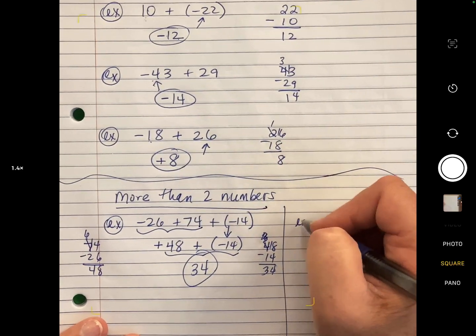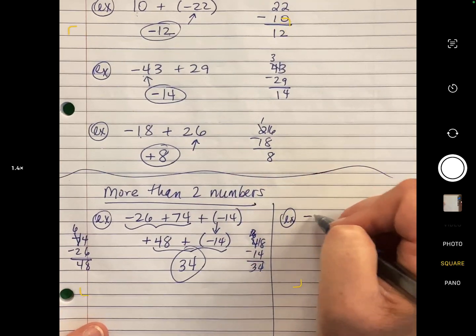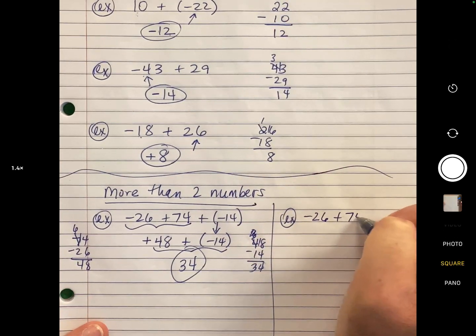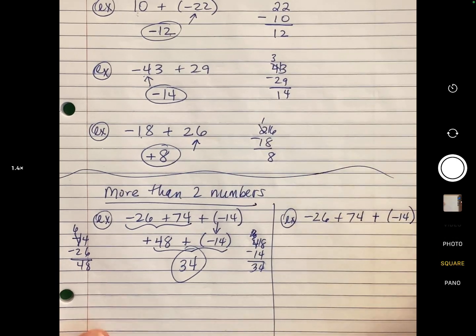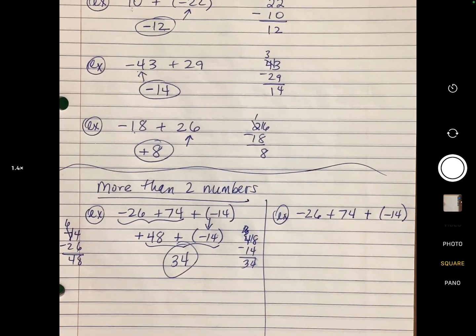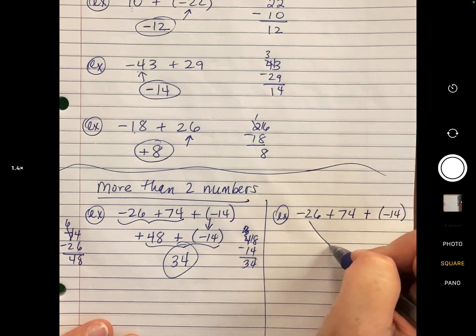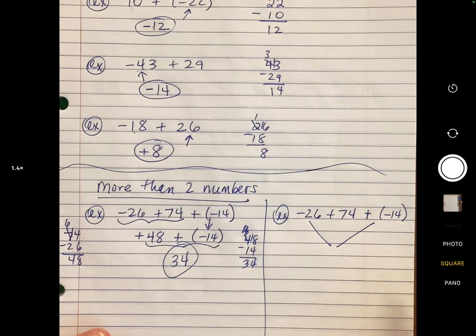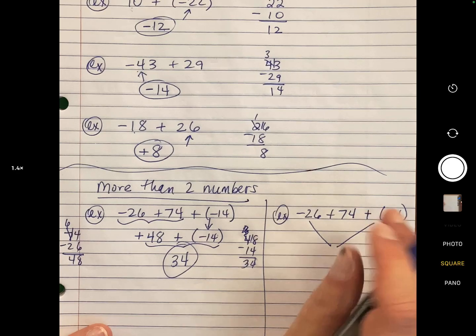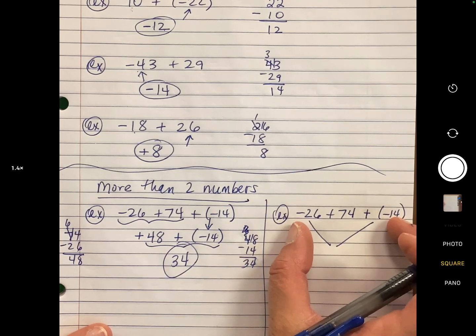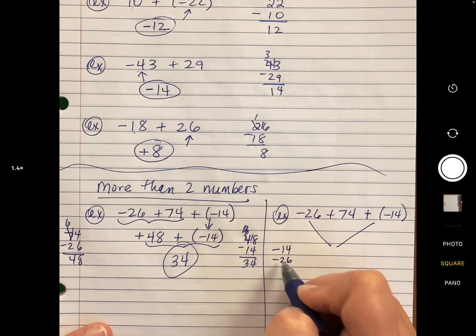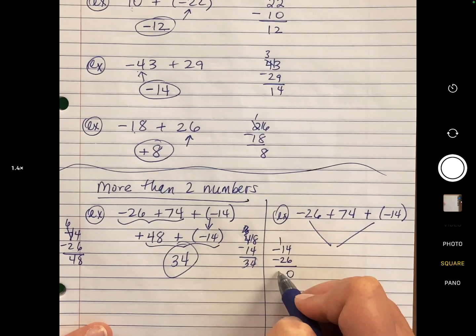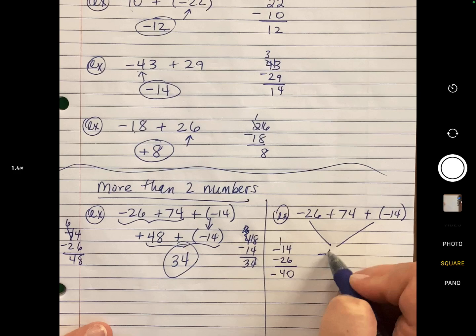Let's take the same problem and I'll show you the second way to do it. Some people like to do it this way better. Same problem. Another way to do it is to combine the ones that are the same first. So if I take the negative 26 and the negative 14 first, they're the same sign. Do those two first. So I'm going to add them. So negative 14 and negative 26, when I add them, I keep that sign, I get negative 40.